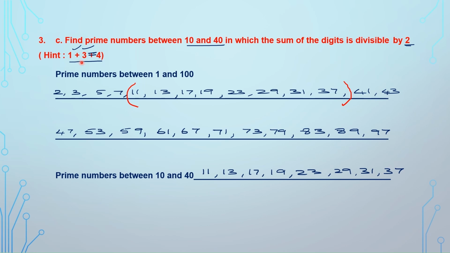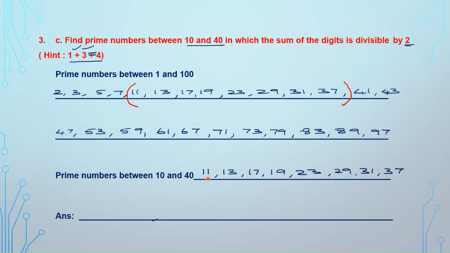Now where do we have numbers like this? 1 plus 3 is equal to 4. Okay, so adding up the digits, the answer should be a number that is divisible by 2. That means it should be an even number. So let's look out for numbers like that.